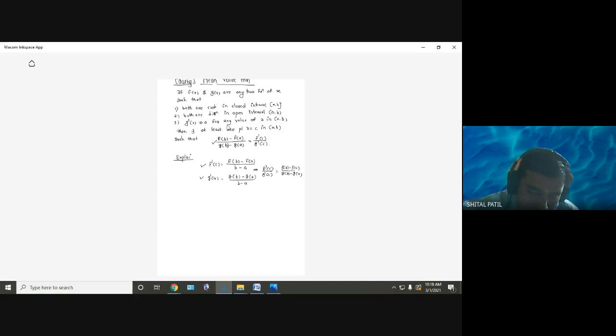Or any value. If g dash of x equal to 0 means g dash of c equal to 0, and 1 upon 0 will be infinity. Therefore, the third condition is added.